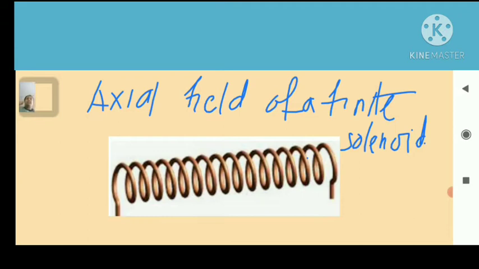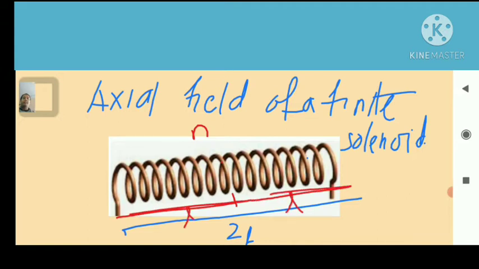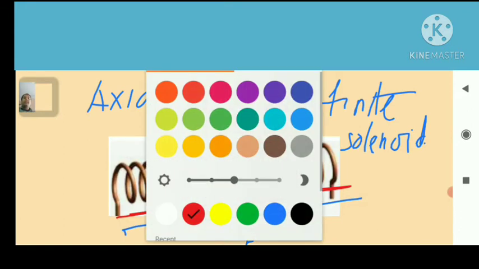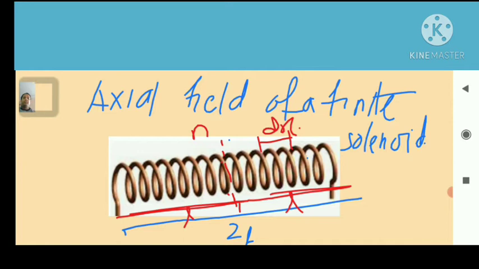We take a solenoid of length 2L having a total number of turns n. We take the midpoint, and the length on each side is L, so 2L is divided into two parts, L and L. We take a very small circular element dx, and the distance of this element dx from the midpoint is x.